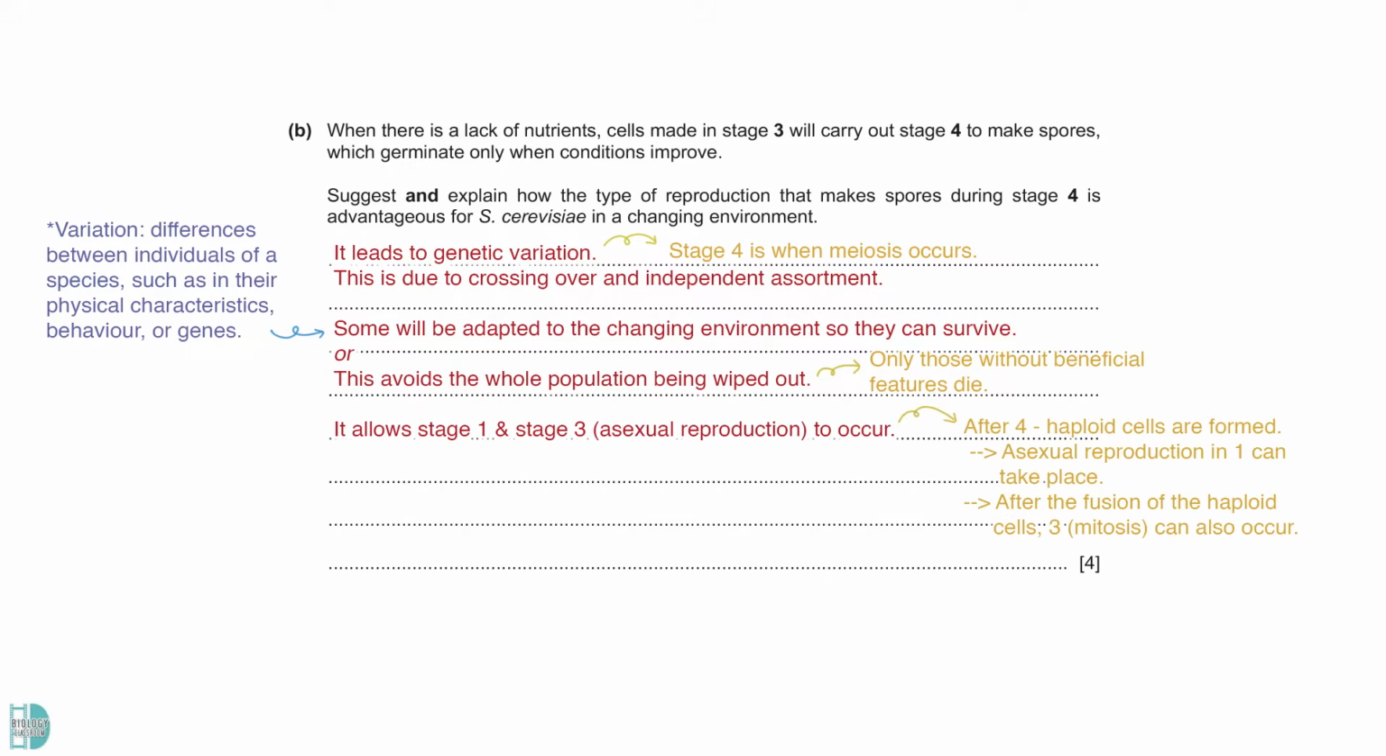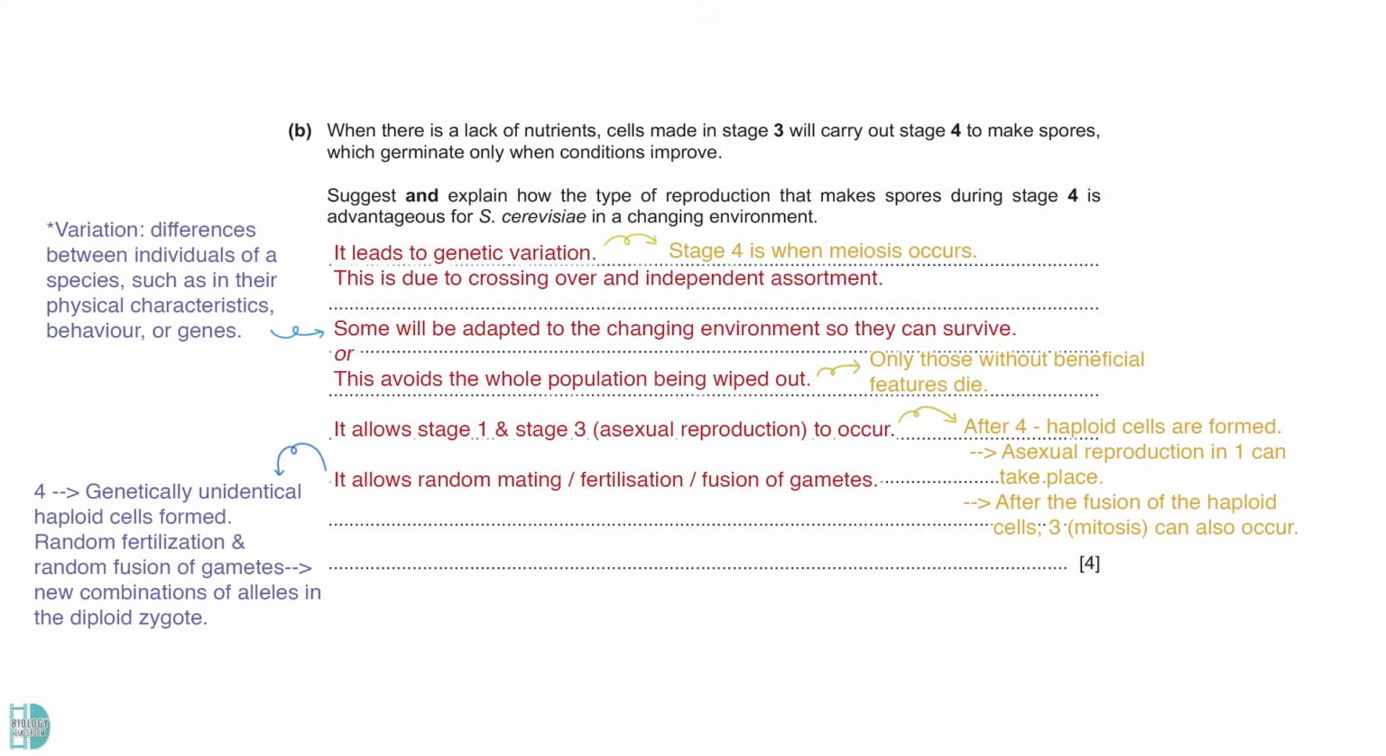Additionally, it allows stage 1 and 3 to occur. After 4, haploid cells are formed, and asexual reproduction in 1 can take place, following the fusion of the haploid cells. Mitosis can also occur in 3. Stage 4 causes the formation of genetically unidentical haploid cells. It allows for random fertilization or random fusion of gametes to occur. This leads to new combinations of alleles in the diploid zygote. So, some individuals might have advantageous combinations of alleles.